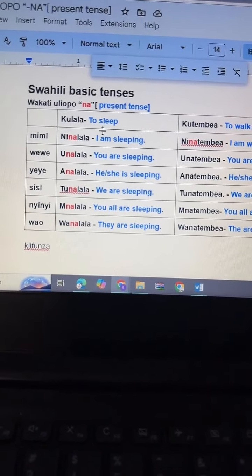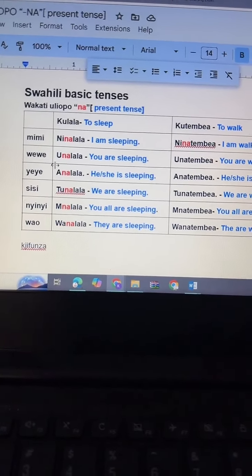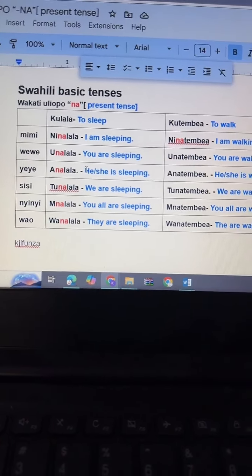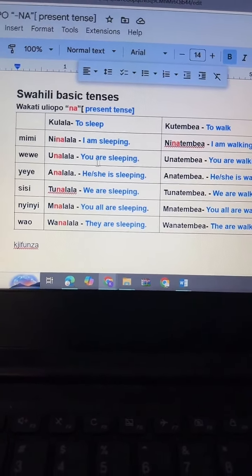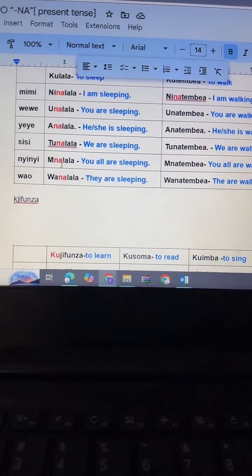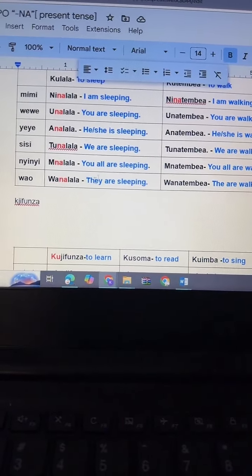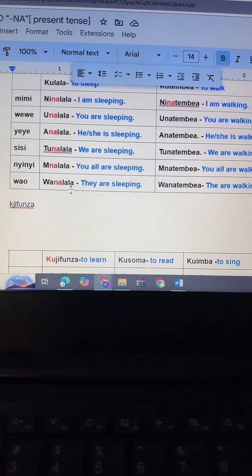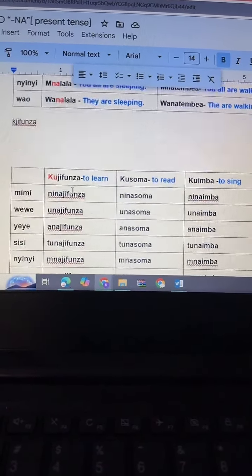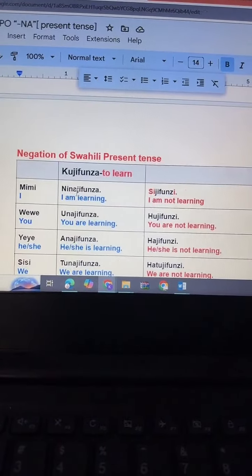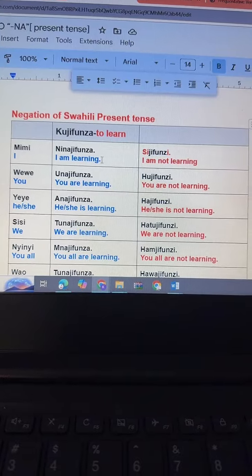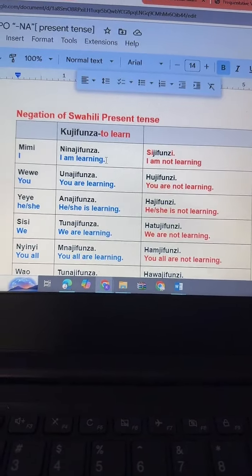We use the verb kulala. Ninalala, I am sleeping. Unalala, you are sleeping. Analala, he or she is sleeping. Tunalala, we are sleeping. Mnalala, you all are sleeping. Wanalala, they are sleeping. In our lesson today, we will learn how to make negatives in the present tense. How do we make sentences negative in the present tense?